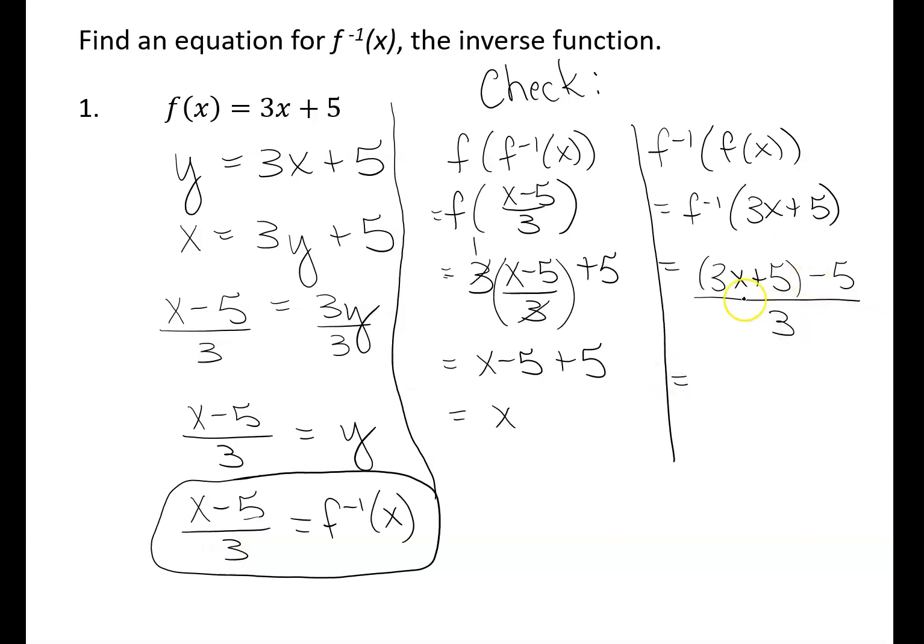So to simplify on top, I can go ahead and combine like terms. Plus 5 minus 5 would be 0. And then I could divide out the 3's. And I get x that direction as well, which is good. Since I got x both ways, then I can say, okay, yes, this works. This must be the correct inverse function.